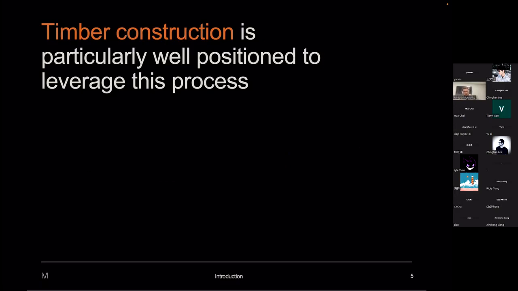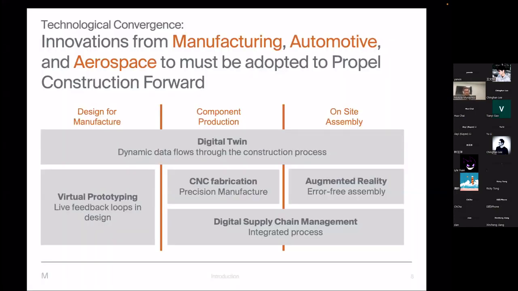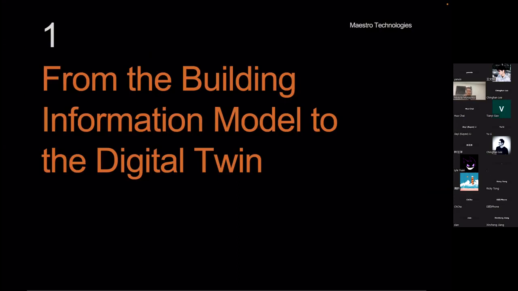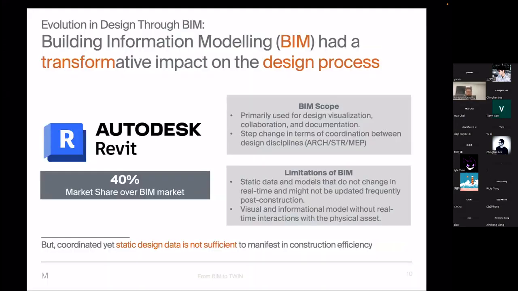Let's look at different phases of the project and different technologies that we can adapt from the manufacturing sector for our purpose. And the first is looking at digital twins. As we all know, BIM has transformed the way that commercial projects are done in architecture, right? Revit has a huge market share. It's basically the de facto tool.